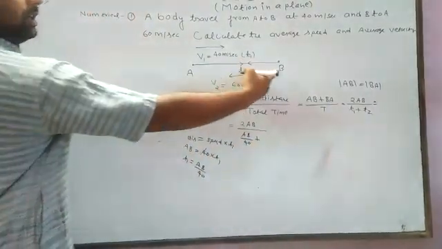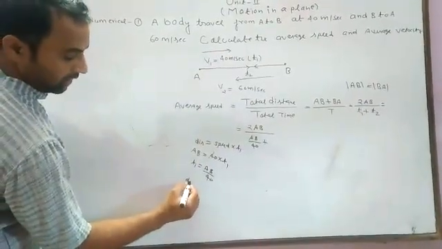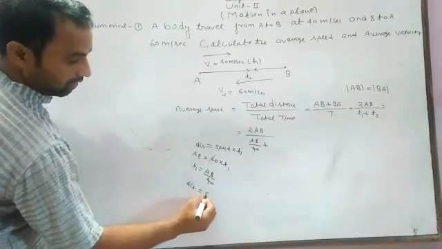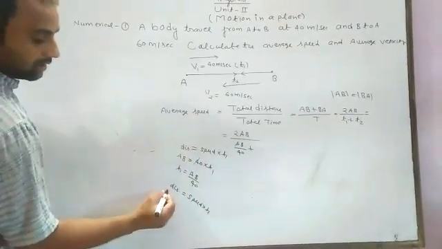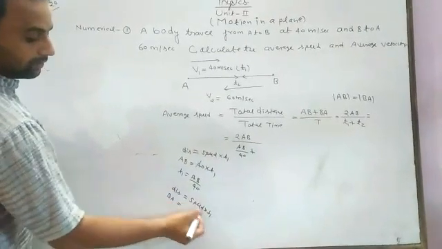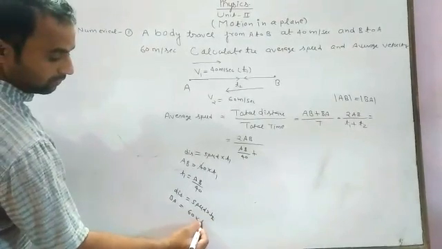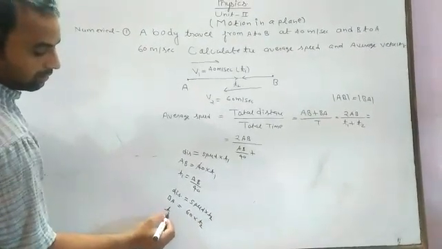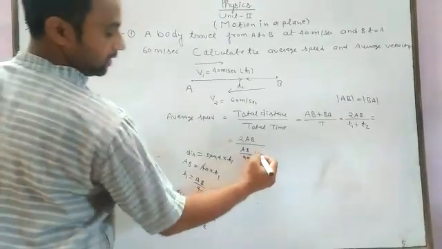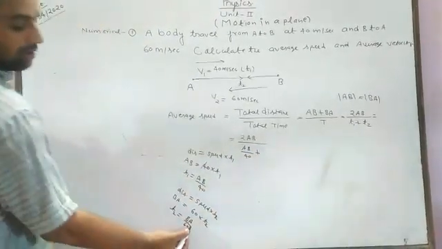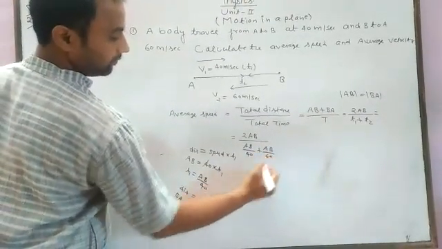And here we calculate when the particle is moving from B to A. Distance is equal to speed into time. This is the basic formula. The distance is B to A, the speed is 60 meter per second, and time will be T2. What is the value of T2? BA upon 60, and since BA is equal to AB, it means AB upon 60.